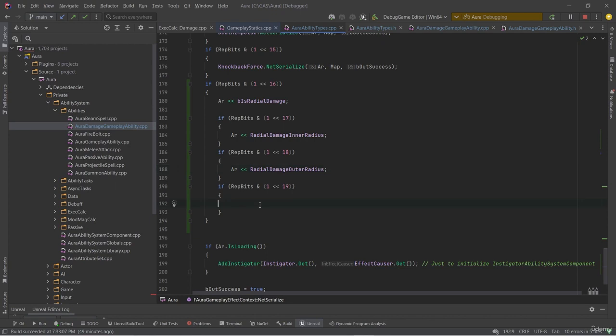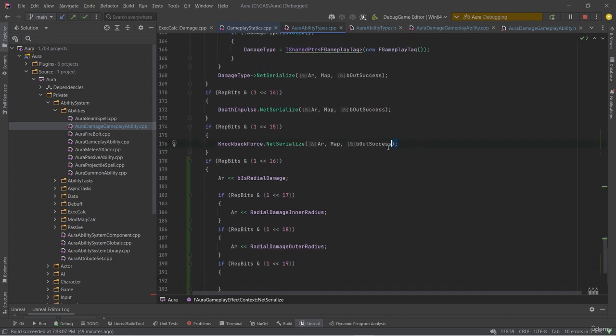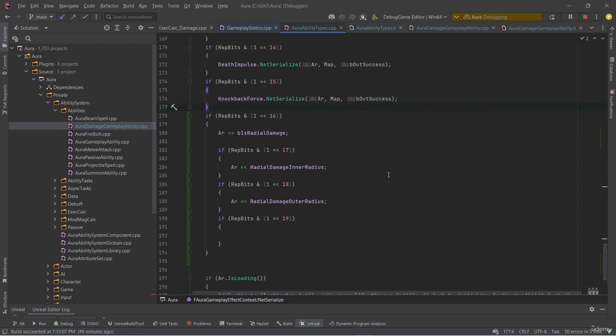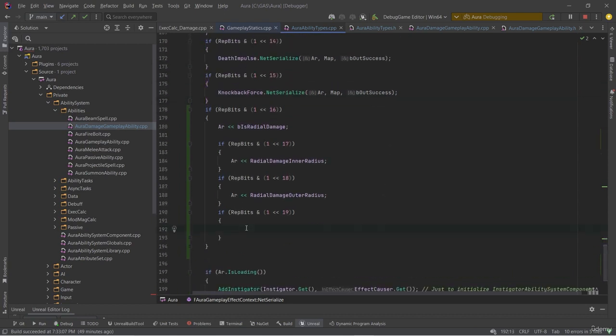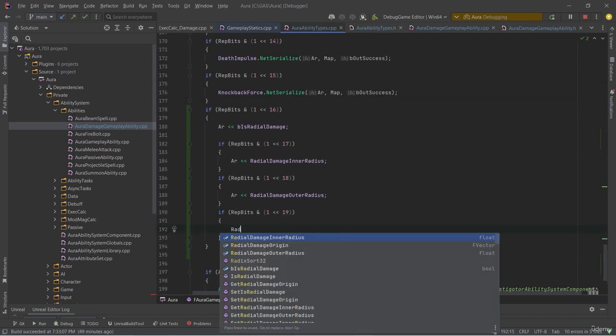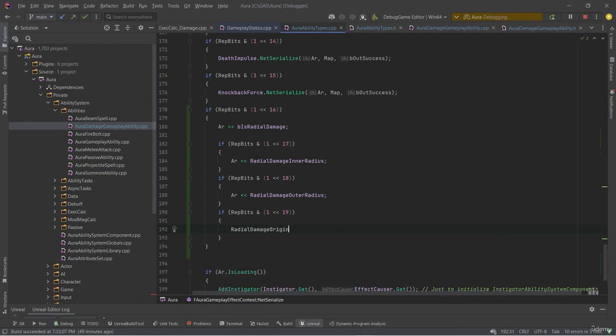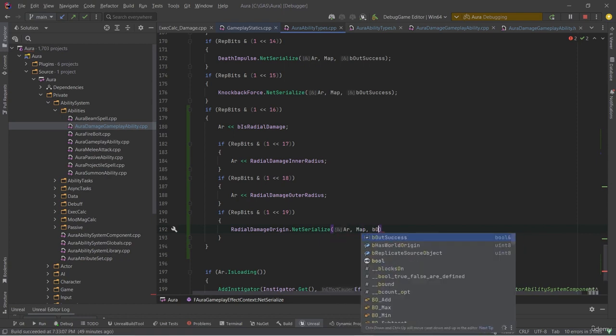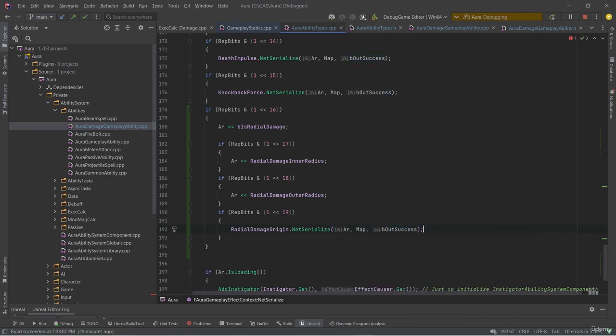And now for the origin, which is an FVector. So how are we going to handle the FVector? Well, we've seen that we can handle NetSerialize for FVectors using the FVector NetSerialize. So we're going to do that with our RadialDamageOrigin. We're going to call NetSerialize, and we're going to pass in the archive. We're going to pass in the map and bOutSuccess. And with that, we're serializing our radial damage parameters.